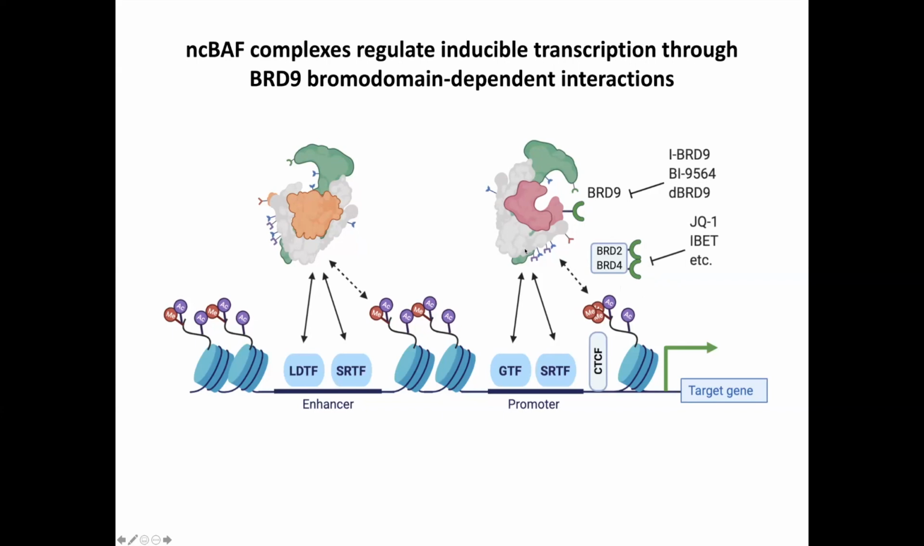And this leads us to posit that the non-canonical complex might have important roles in facilitating various BET-dependent processes. And the fact that these two proteins were found recruited to promoters makes us wonder whether BRD9, for example, might be important for facilitating transcriptional elongation through BRD4, which is an important BET-dependent process. And that's something that we're currently interested in pursuing.